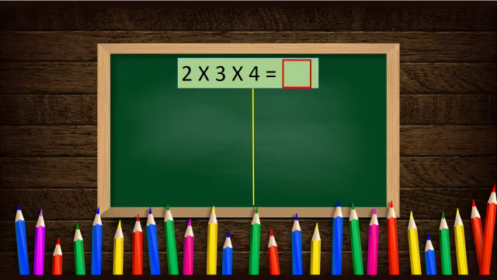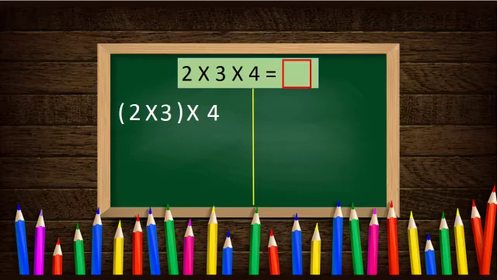Now, when we have to multiply more than two numbers, we can group factors together using parentheses. This makes it easier to read and find its value. 2 times 3 times 4. Now, here what we will do, we will group 2 and 3 together. Now the multiplication sentence looks like this. So what is the product?